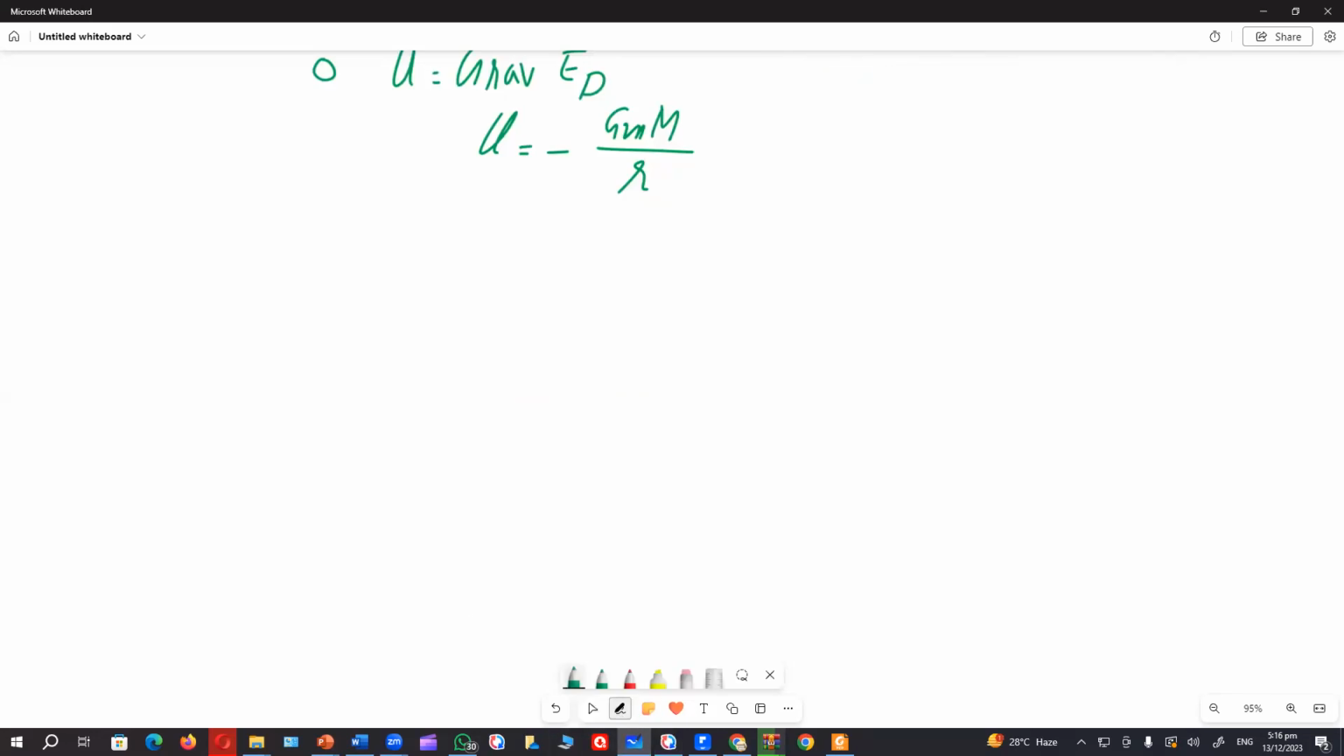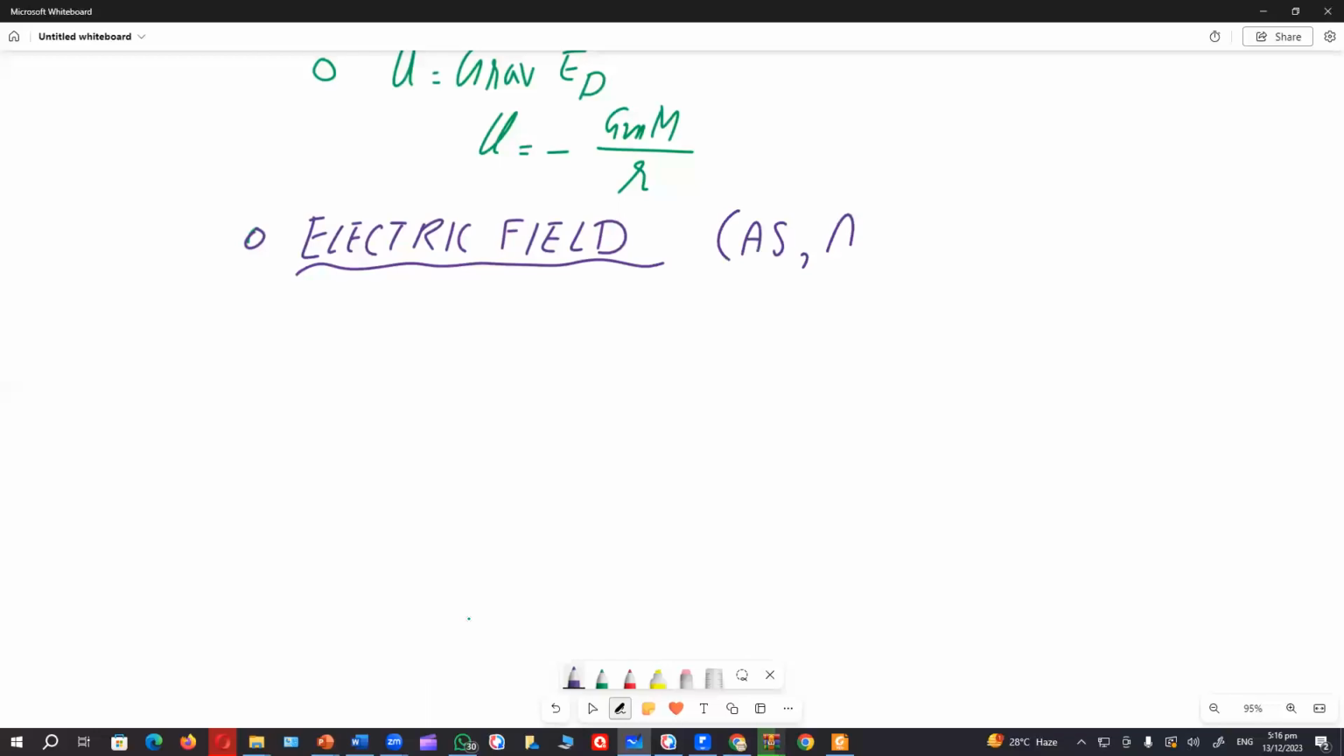So I move to my next chapter of my syllabus, that is electric field. Electric field, this chapter is a convert chapter. There are 2 versions of this chapter, AS and A2. And you should revise both the versions. I have made notes for both of them.